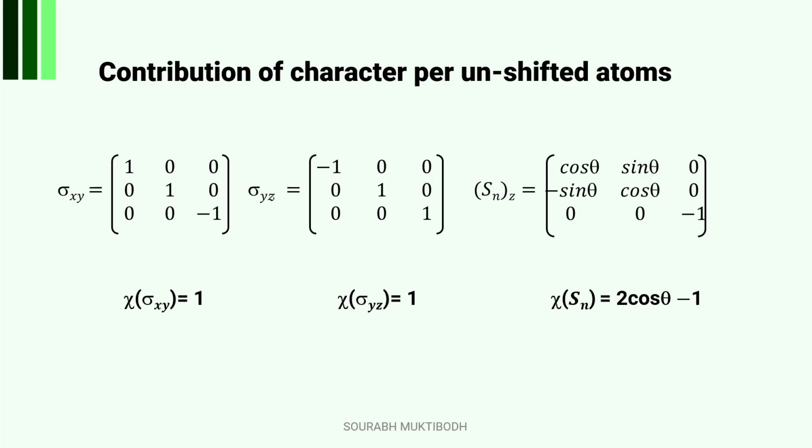If we talk about the improper rotation around the z-axis, then in the proper rotation it was 2 cos theta plus 1. Recalling that the axis must be perpendicular to the plane, if we are using an xy plane, z must be the principal axis and must get reflected. So the coordinate of z is changed to -1, as you can see in this case, and therefore the diagonal sum, cos theta plus cos theta minus 1, becomes 2 cos theta minus 1. So that is the contribution of character per unshifted atom.